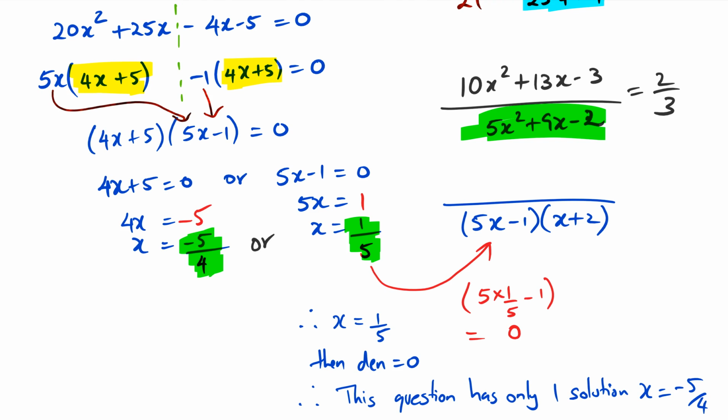As you can see, there's a lot more work to do in the second method. I would actually just stick with the first method for this type of question to prove that there's only one solution. Sorry about the long video, guys, but that's basically it for this one.